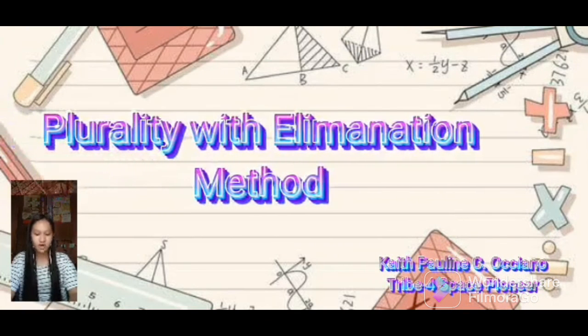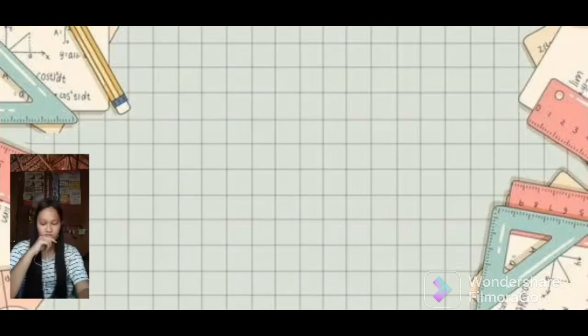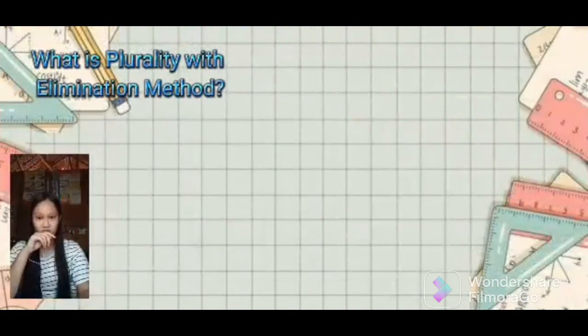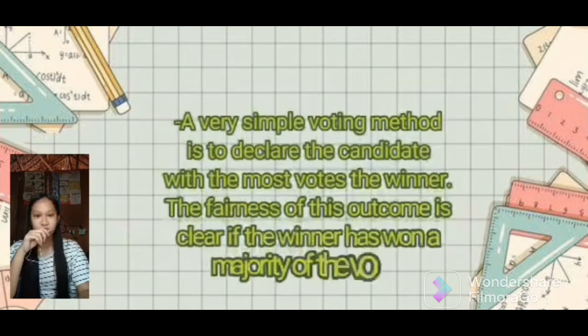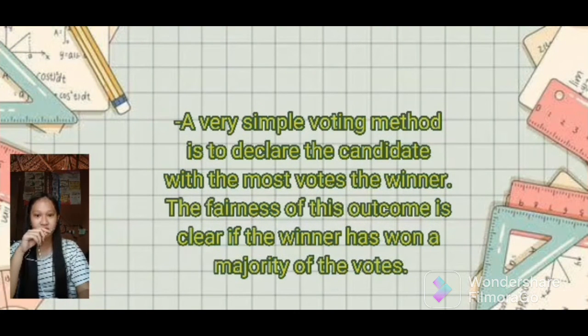Now we will discuss the plurality with elimination method. So, what is the plurality with elimination method? A very simple voting method is to declare the candidate with the most votes the winner. The fairness of these outcomes is clear if the winner has won a majority of the votes, meaning more than 50%. However, in races involving more than two candidates, one may have more votes than any of the others but still fall short of the 50% threshold for a majority. This is how we define plurality.